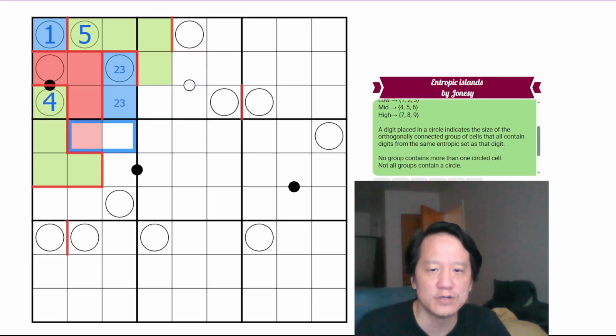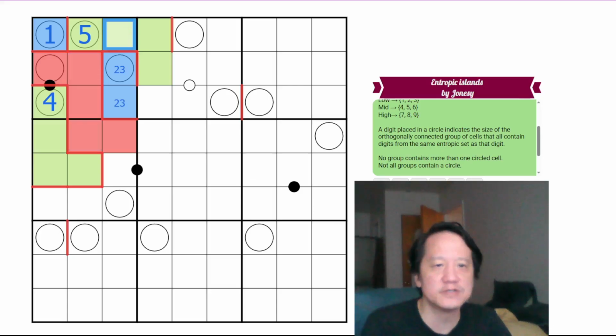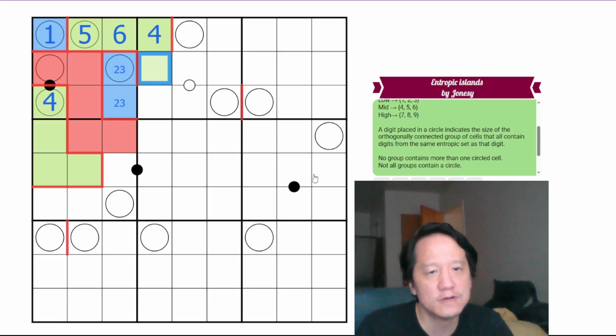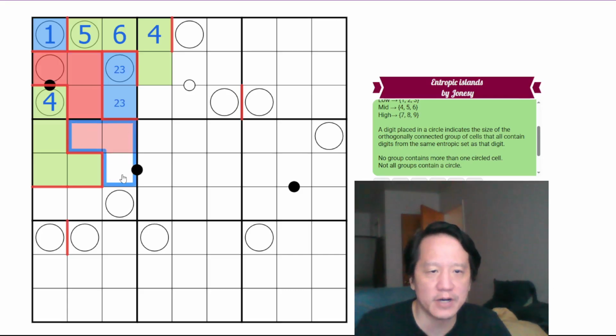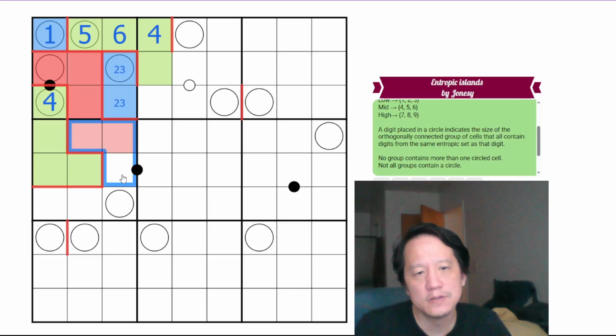Red has to continue on this way, because it has to be 7, 8, or 9. That leaves this as a 6, this as a 4, and it could go pink, green, green, or green, green this way. We don't know which one. If red goes this way, that's all the reds we can have in this box. But you cannot go red this way if that's the case. So you're guaranteed red has to go.